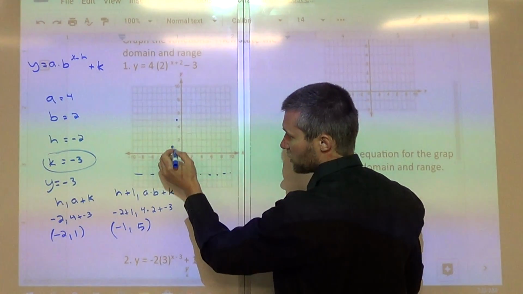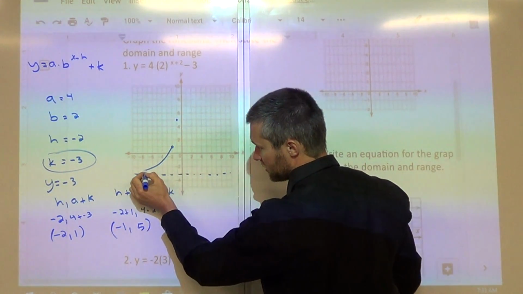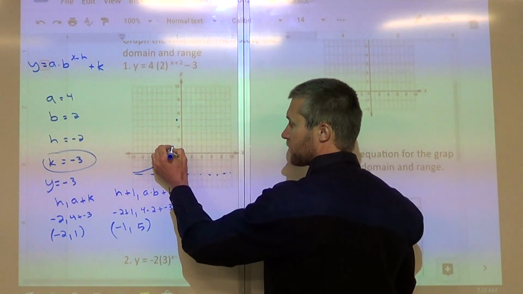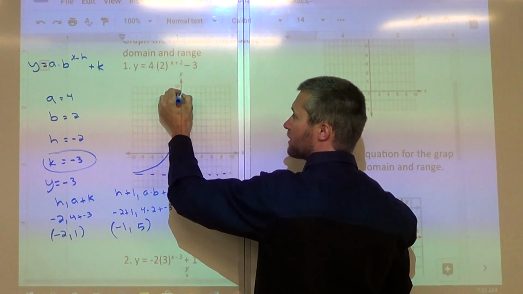As you look at it, always go down. So this point will always come down to your asymptote. And so then we're extending up from there.